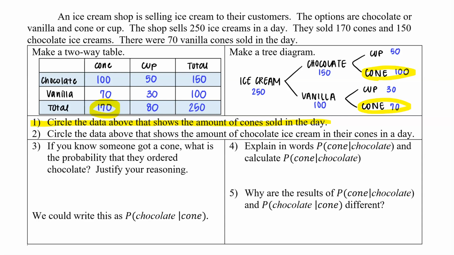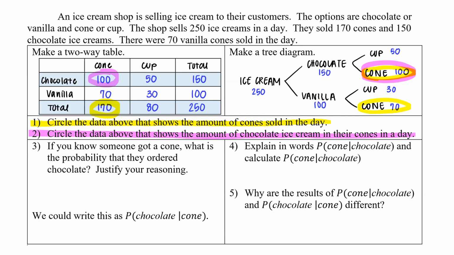In the tree diagram, the total number of cones would be found in the chocolate cones as well as the vanilla cones. Number 2, circle the data above that shows the amount of chocolate ice cream in their cones in a day. That would be the intersection of chocolate ice cream and cones, which can be found right here in the two-way table. In the tree diagram, from the total number of ice creams that we have sold, 150 of them are chocolate, and 100 of them would be the chocolate cones.